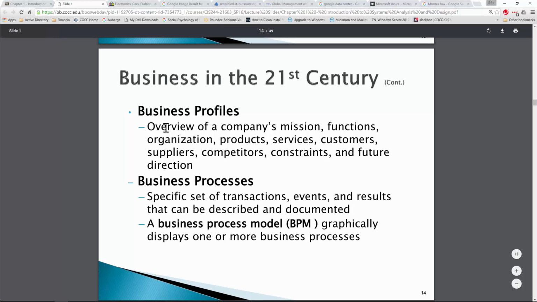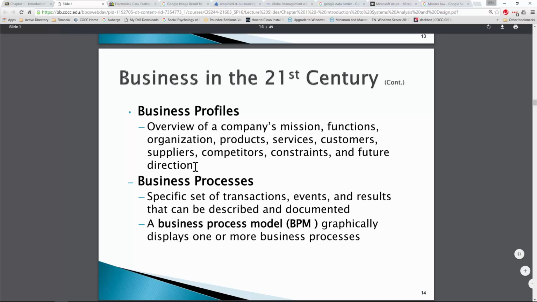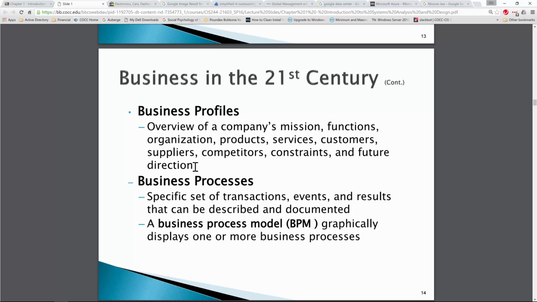Business profiles. So a business profile is the overview of a company's mission, functions, organization, products, services. It details what the company does, who they are. This is where we answer the who, what, where, when, and how. So keep that in mind because you're going to be asked to do a business profile.